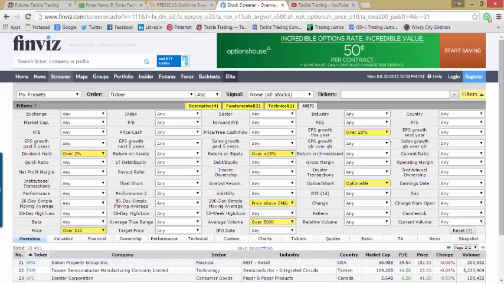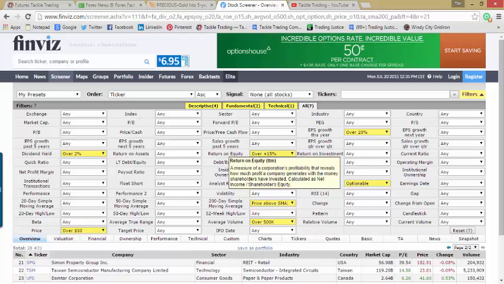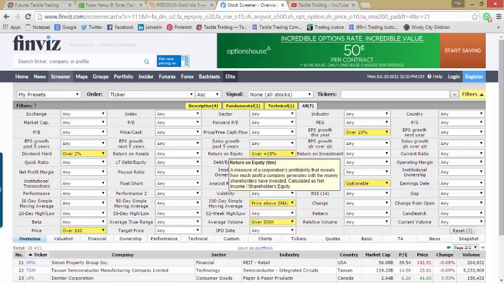I did the price over 10 bucks. Some people would even go higher. Some people would create a range. I kept it simple, just said over 10. Return on equity went over 15%. This measures the corporation's profitability, revealing how much profit a company generates with the money shareholders have invested, calculated as net income over shareholders' equity.